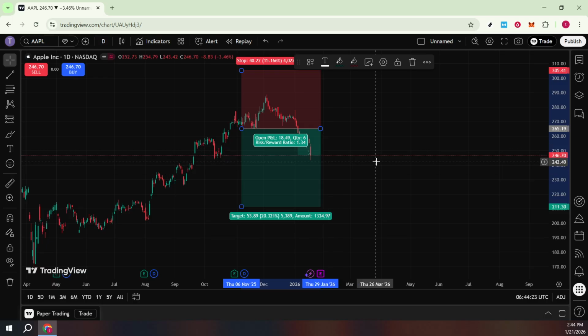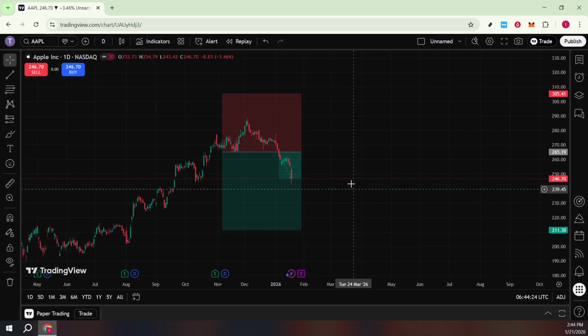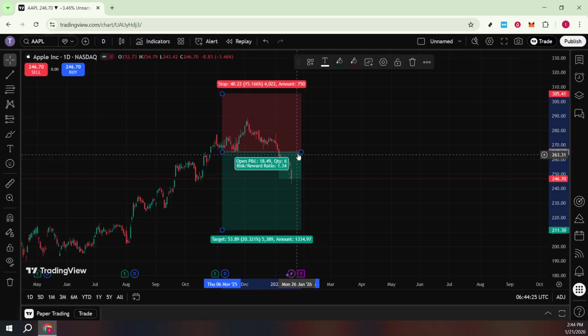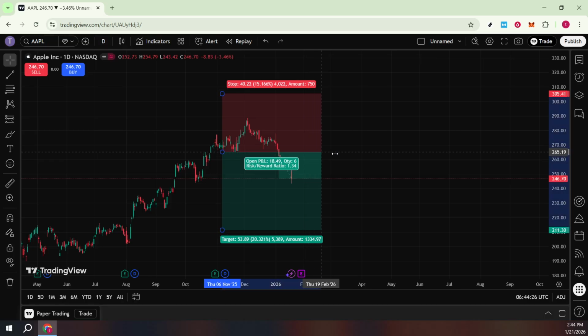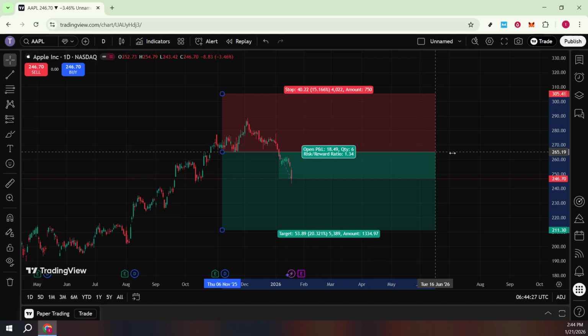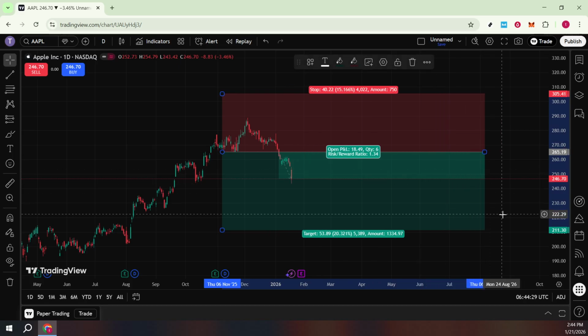Many traders prefer a minimum of 1 to 2 or better, but choose what fits your strategy. If you want precision, you can type exact values into the small fields on the tool's label so your target snaps to the price you have in mind.